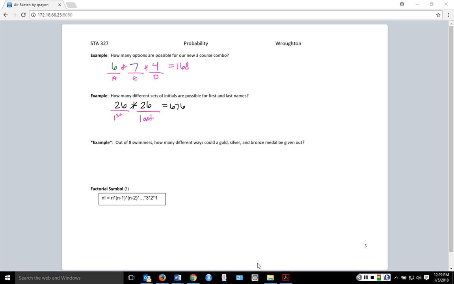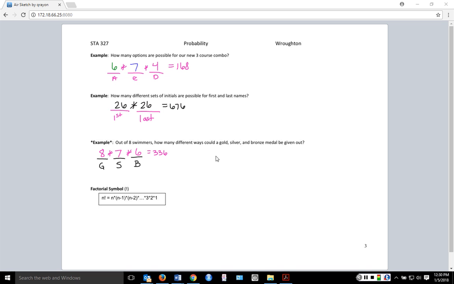And then here, out of our 8 swimmers, how many different ways could we get a gold, silver, and a bronze medal? So imagine we're watching the Olympics here. So we have all 8 swimmers in the pool. How many of them can touch first? 8. Now how many can touch second? Well, the person that got gold can't get both medals, right? So there's only 7 people left that can do the silver medal. And once those 2 have touched, there's only 6 left that can touch for the 3rd medal of bronze. So now I'm going to multiply those numbers together to get 336 possible ways.